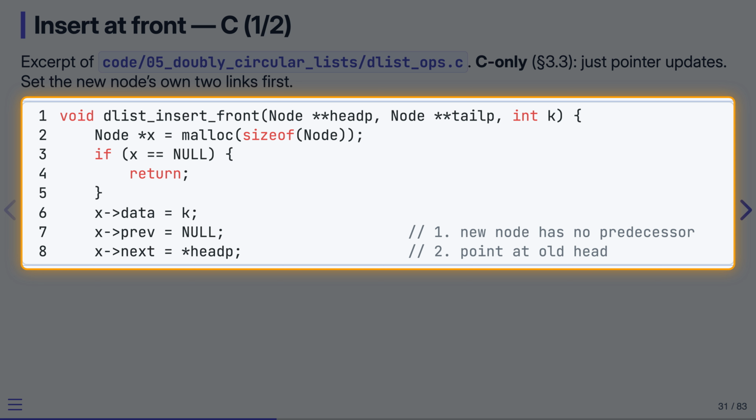This is insert at the front. Written in C, this first half sets up the new node. We call malloc to make a node, and we store its address in X. If malloc fails, X is null, and we return at once and leave the list unchanged. Then we set X arrow data to the new value K. We set X arrow prev to null, because the new node will be first, so nothing comes before it. And we set X arrow next to the old head, so the new node points forward at the old front node. Notice the order. The new node's 2 links go first.